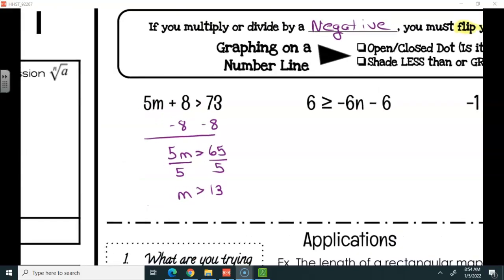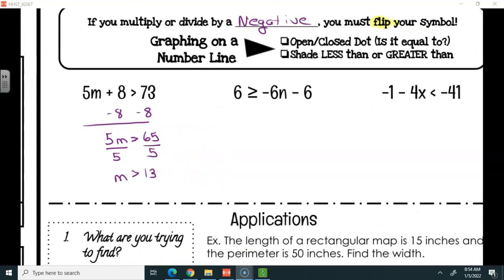Okay, so if we're going to do this on a number line, you would have 11, 12, 13, 14, 15. So if you remember, if you have open or closed, is it equal to? So it's greater than but not equal to, so that's going to be open, and then greater than is to the right. So we would shade to the right.